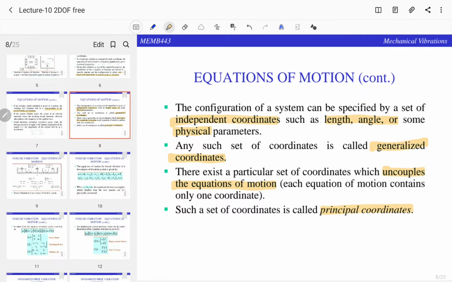So the one that we're going to deal with in this lecture is the generalized coordinates. We're going to take a look at the principal coordinates later on, when you can actually try to make the set of coordinates uncoupled. We're going to see that later. So the normal ones that we use may be displacement or angle. Those are what we call generalized coordinates.